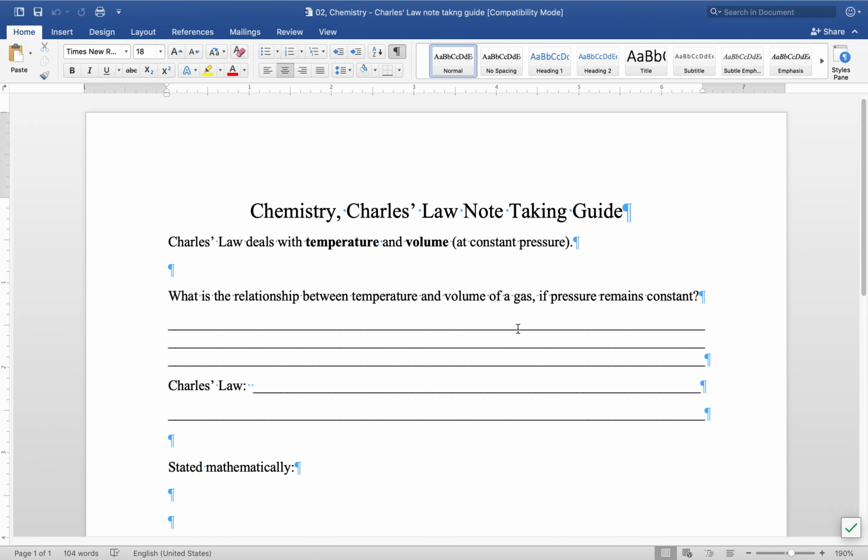Okay, we're about to discuss Charles's law. And Charles's law, as you can see right here, deals with temperature and volume at constant pressure. Similar to Boyle's law, which deals with pressure and volume at constant temperature, Charles's law deals with two variables, and the other variable is constant.